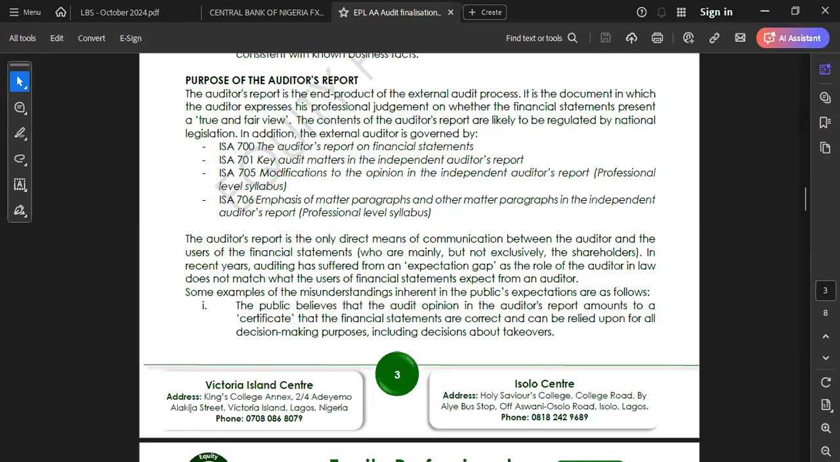So in the audit report, apart from the fact that we have the basis of opinion paragraph, we also have an other matter paragraph that tries to bring the attention of the client to some other issue. That's ISA 706, and it's also for your next level. Now, in this level, we'll just look at the first two, which are ISA 700 and ISA 701, the audit report on financial statements and the key audit matters.